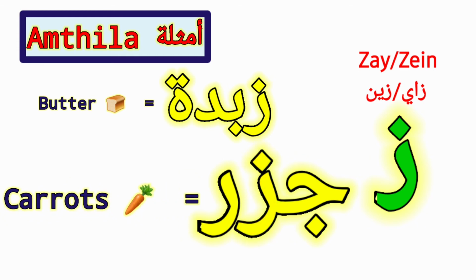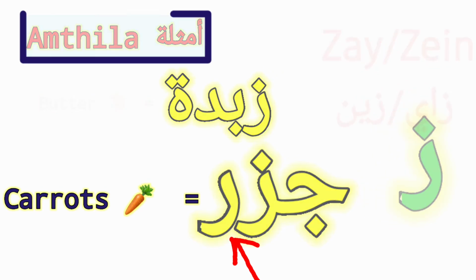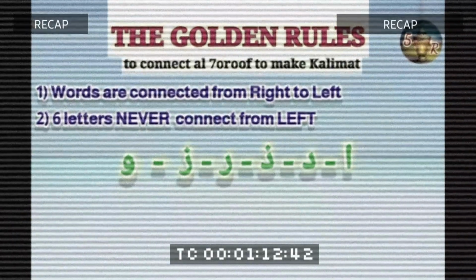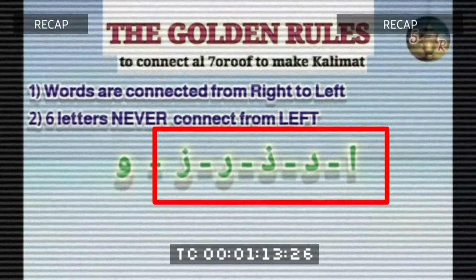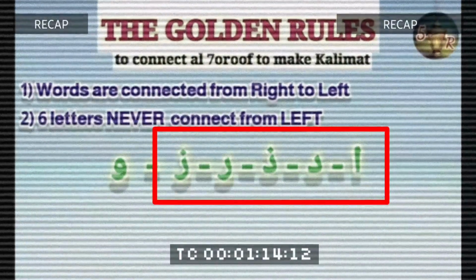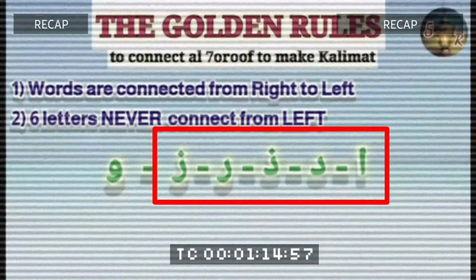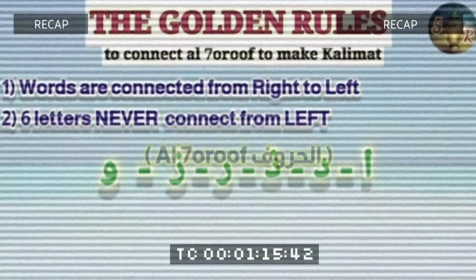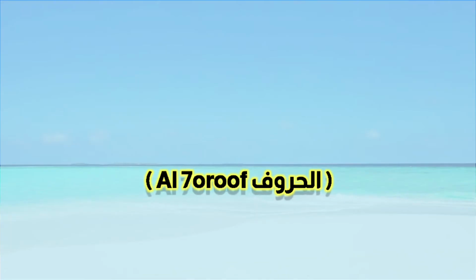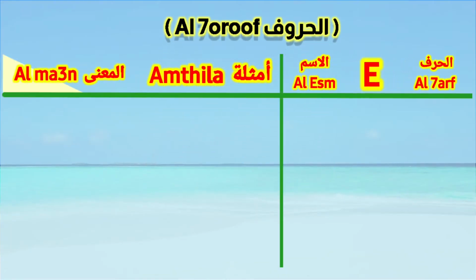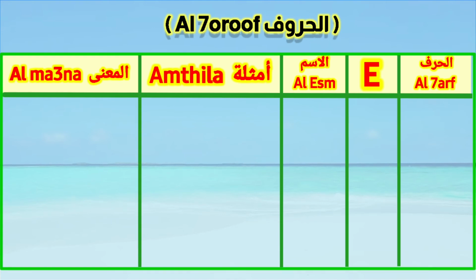So jazar or gazar. And hopefully you noticed as well that ra and zayn, the two of them, never connect from the left. So that means we covered already 5 out of the 6 that never connect from the left. Only 1 to go, which will be the next lesson, inshallah. طيب, now to take a little pause and also to do muraja, always recap, let's try to fill our table with the 4 letters we covered so far.